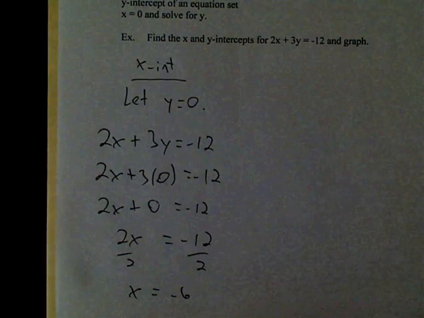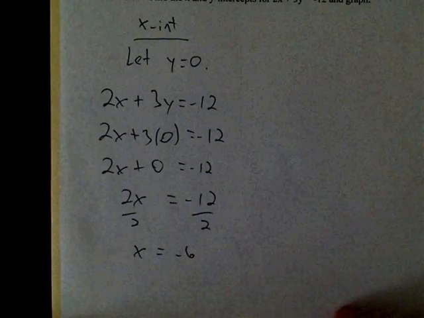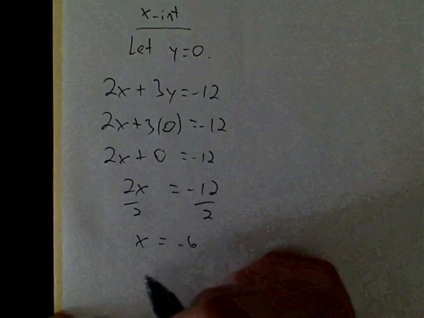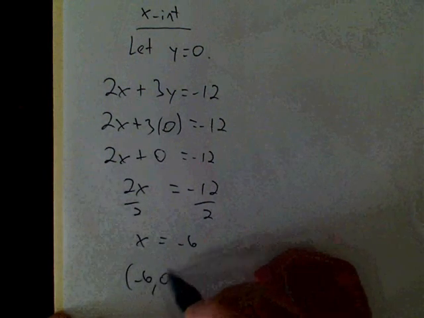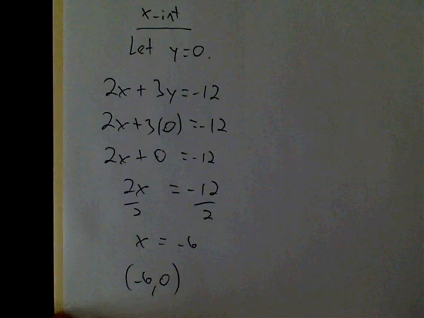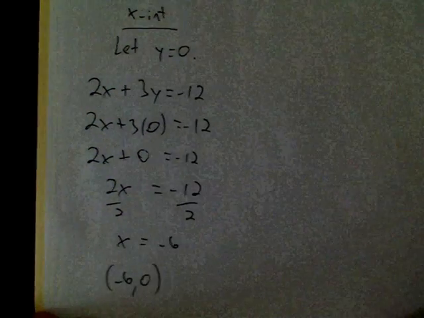Now that is not the x-intercept. The x-intercept is a point. That point was when x was -6, we let y be 0. So your x-intercept is -6, 0.